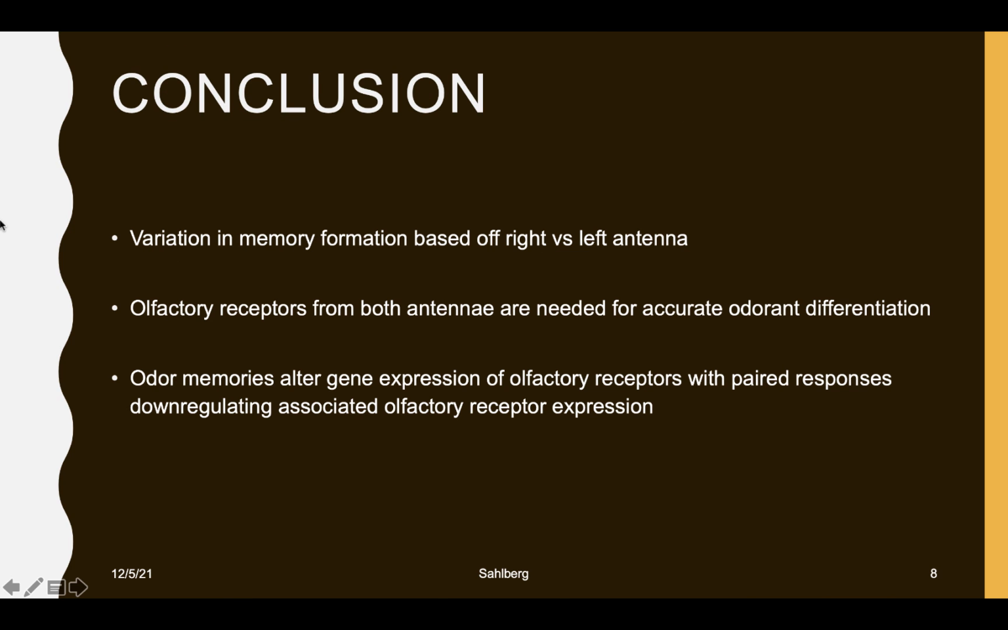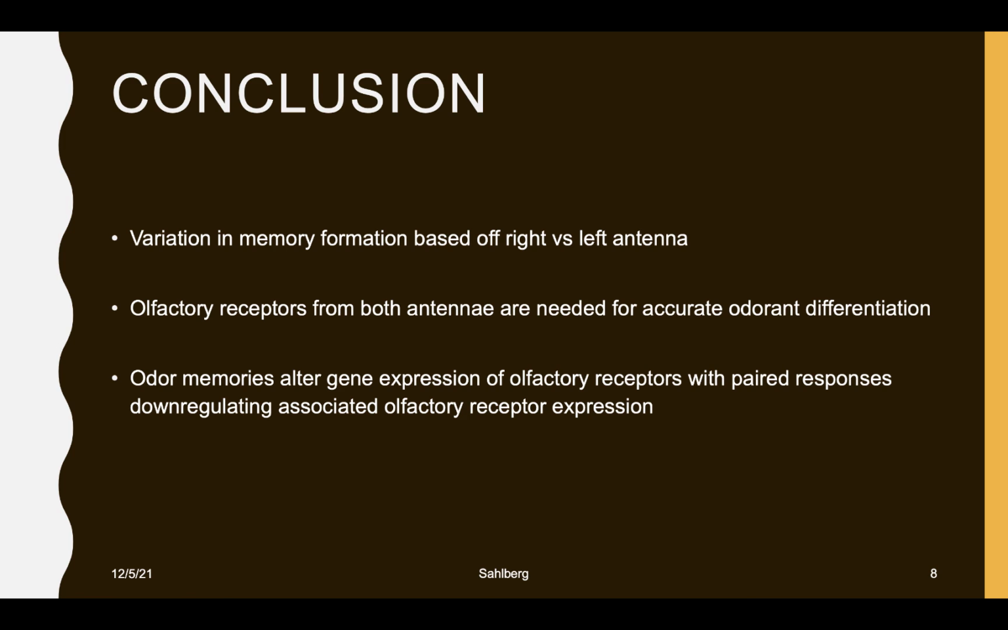In conclusion, there is a variation in a bee's ability for olfactory memory recall based on whether it is using the right or left antenna. The right antenna is more involved in short-term memory recall, whereas the left antenna is more involved in long-term memory recall. Furthermore, both antennae are needed for more accurate differentiation and identification of similar odorant molecules.